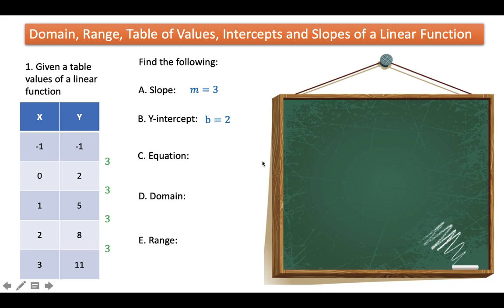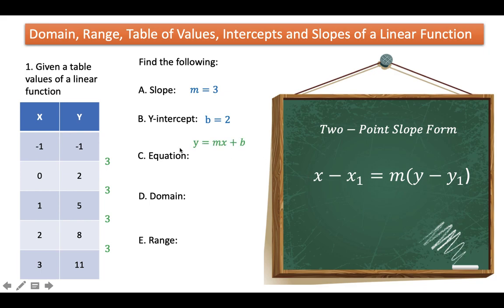And to find the equation, we can get the equation given the points by using this formula x minus x sub 1 is equal to m times quantity y minus y sub 1. But we will not use this one because it is more convenient to use the y equals mx plus b since our m is already known as well as the b. So just replace m by 3, then b by 2, and we already have our equation instantly.